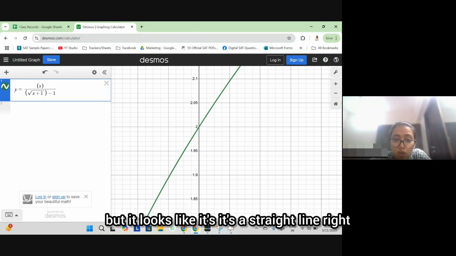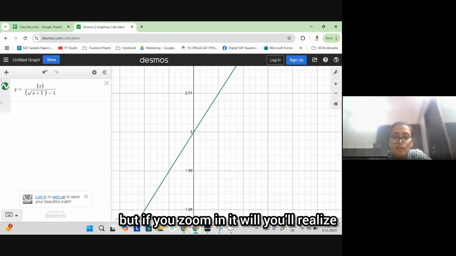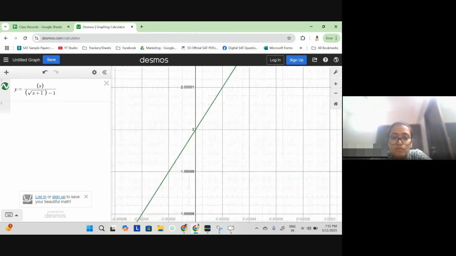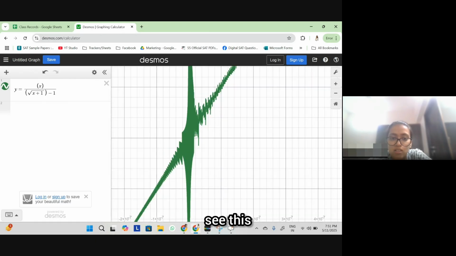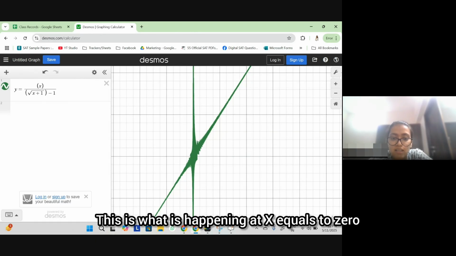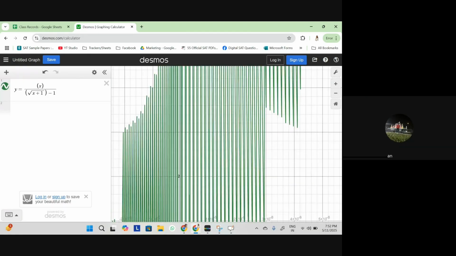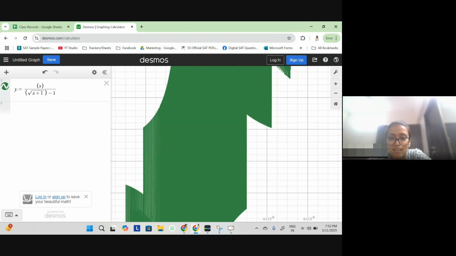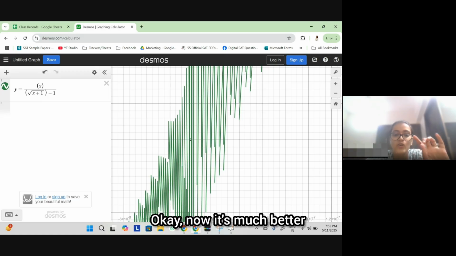But it looks like it's a straight line, right? There is no gap. But if you zoom in, you'll realize that it actually breaks at 0, but you'll not be able to see it in the graph. Now zoom in, see this. Oh my God. This is what is happening at x equals 0. This is something that is beyond our understanding. Okay, now it's much better.